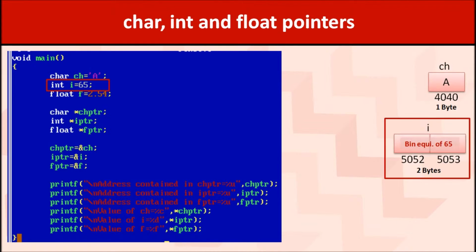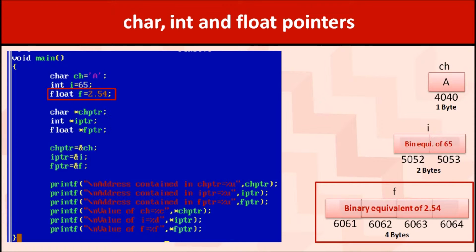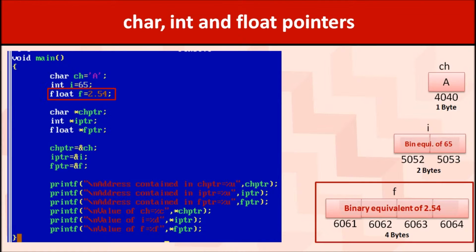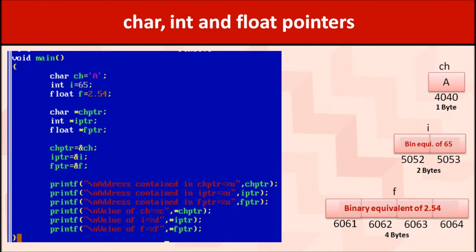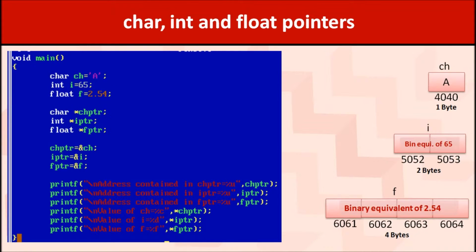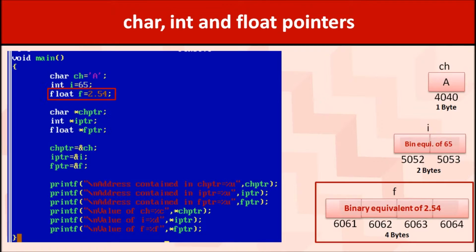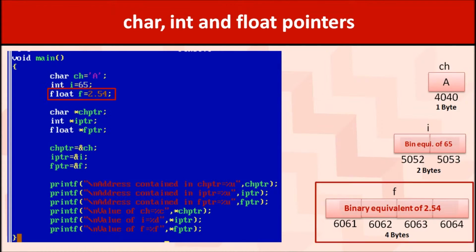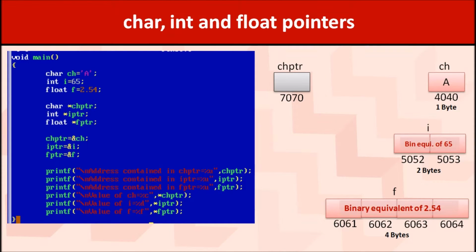So 2 bytes are allocated to i from 5052 to 5053, and binary equivalent of 65 is stored at allocated bytes. Now at this line of code, we have declared variable f and assigned 2.54 to it. So 4 bytes are allocated to f, 6061, 6062, 6063, and 6064, and binary equivalent of 2.54 is stored at allocated bytes. Now it's time to declare pointers.